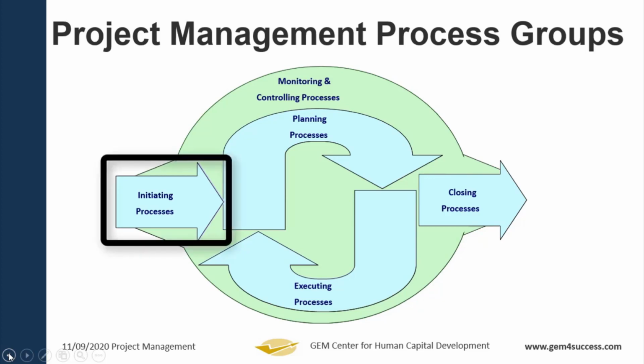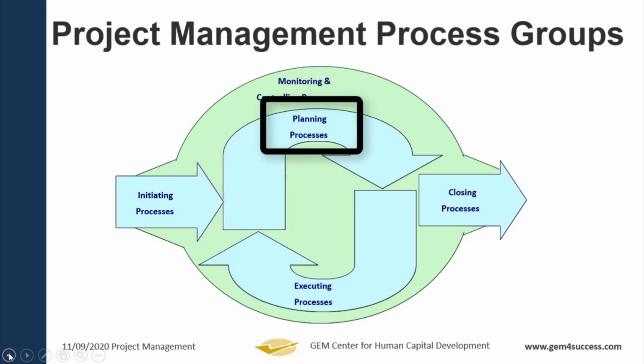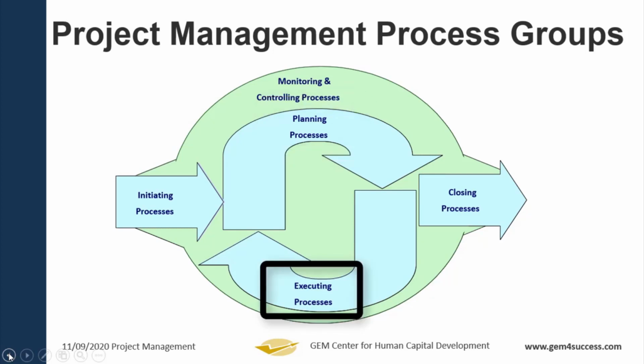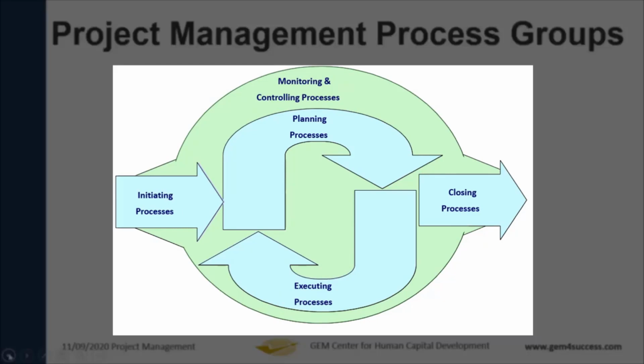As you can see here, starting from the left of the image, when you start a project, you definitely start by carrying out the initiating processes. When you carry out the initiating processes, then you go ahead to plan the project by carrying out the planning processes. After you carry out your planning processes, next is to execute. You carry out your executing processes. But as you can see from this diagram, there is an iterative relationship between planning and executing.